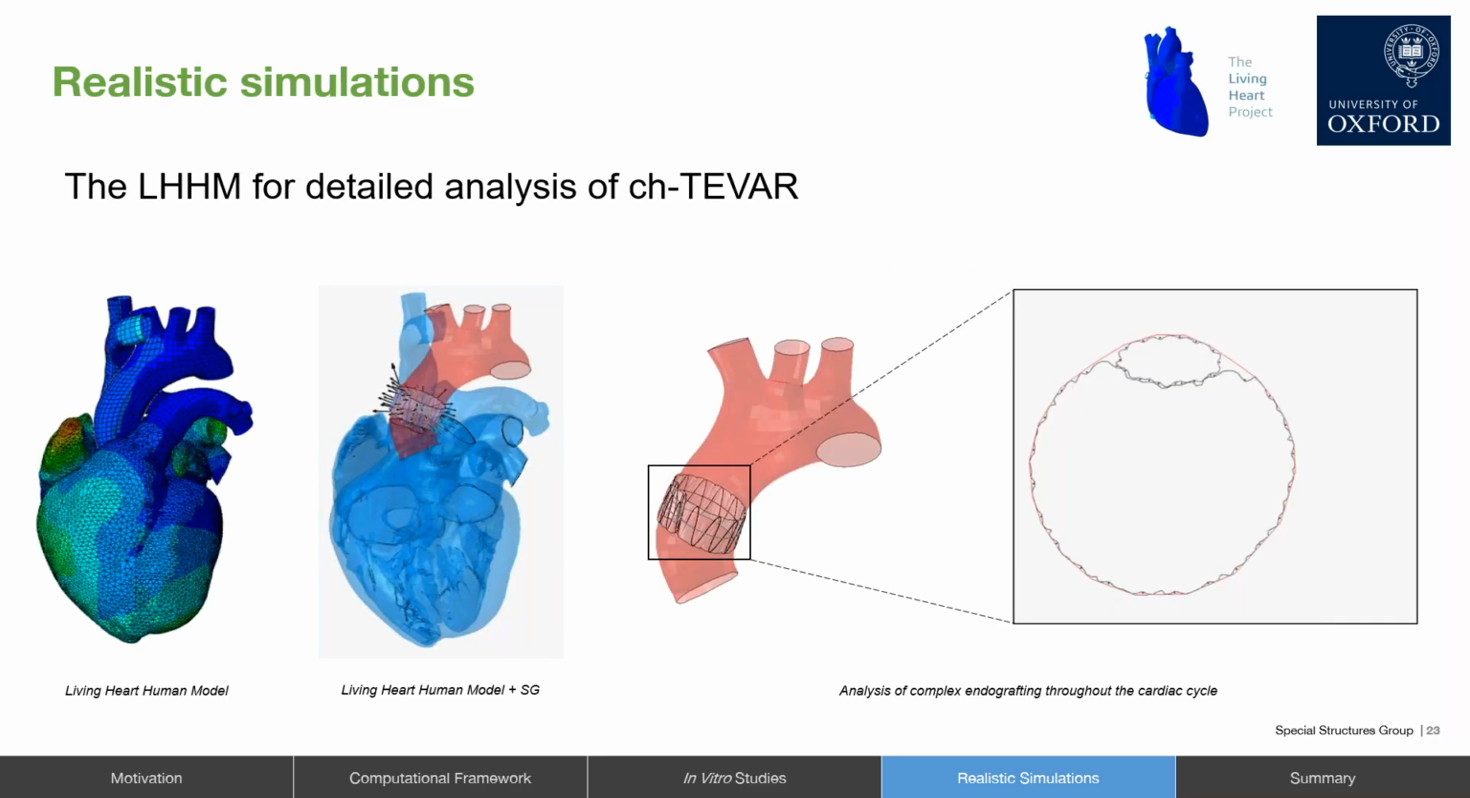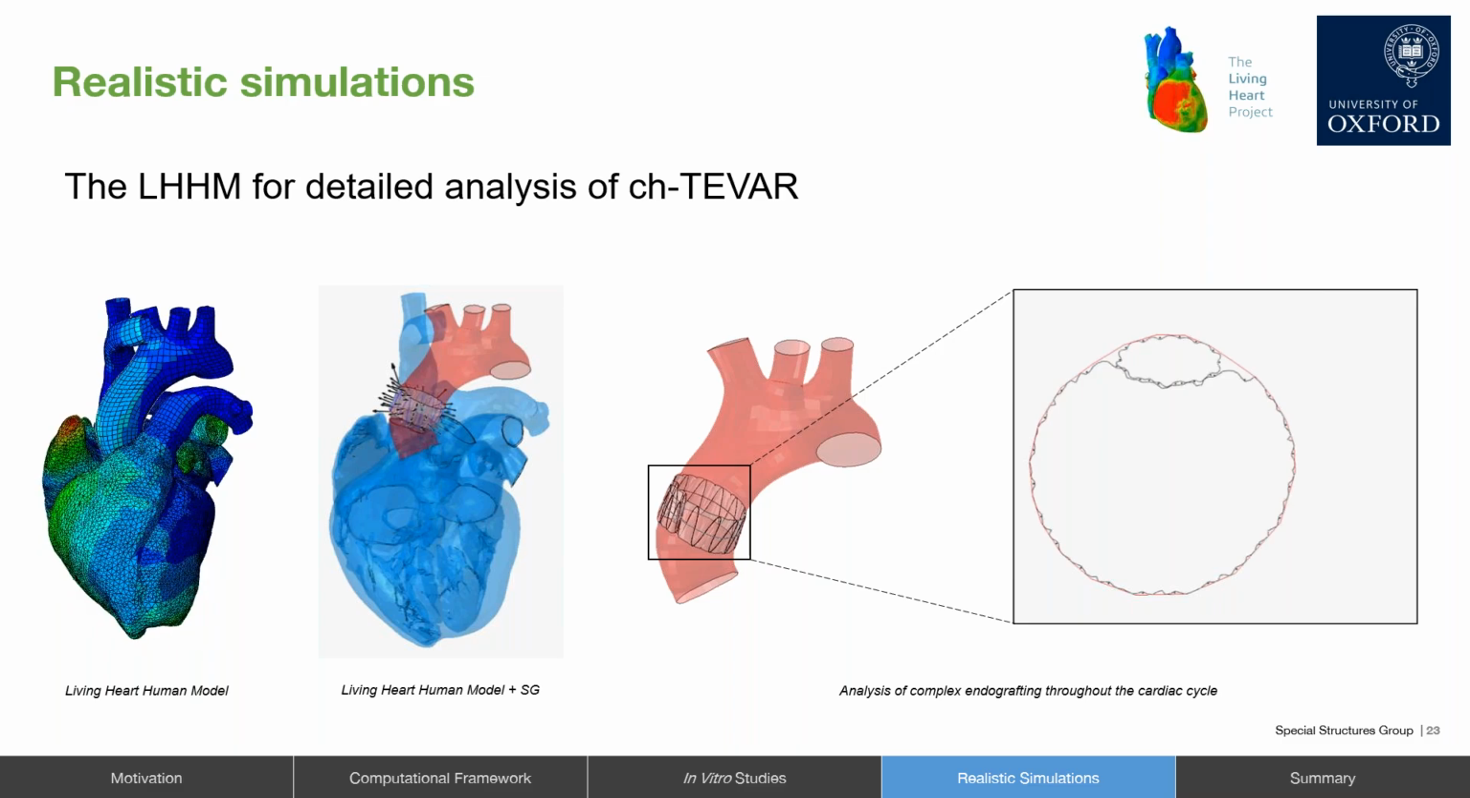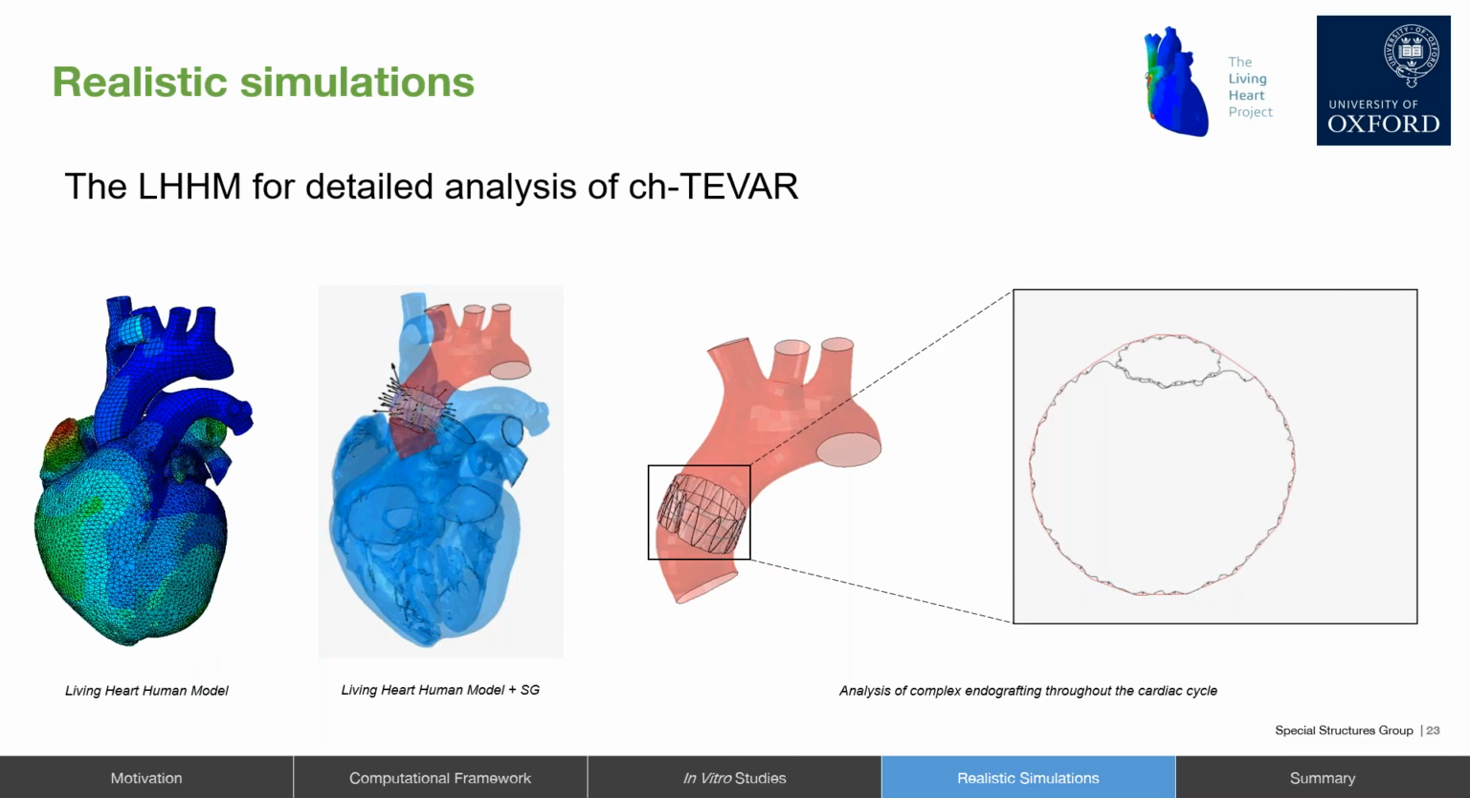As part of a larger international collaboration known as the Living Heart Project, which was initiated and is run by Dassault Systèmes, here at Oxford, we leverage what is referred to as the Living Heart Human Model to study chimney TEVAR. Now, in the video on the left-hand side, we see the Living Heart Human Model. This model is a dynamic representation of an adult male human heart whose response is governed by realistic electrical, structural, and fluid flow physics via a sequentially coupled electromechanical analysis.